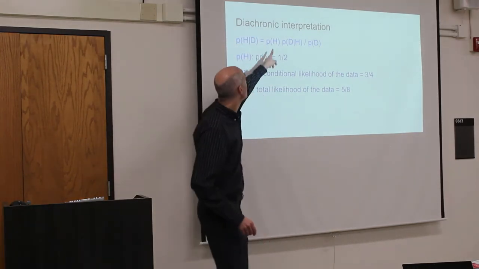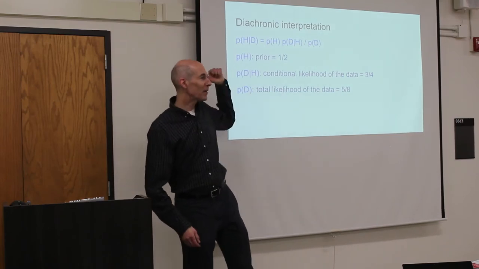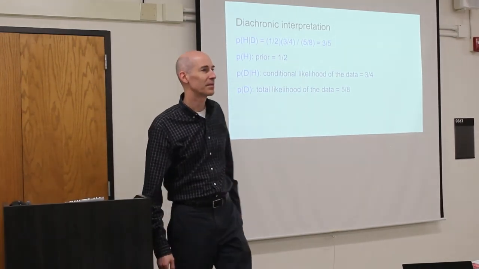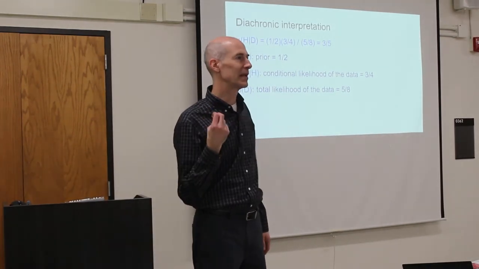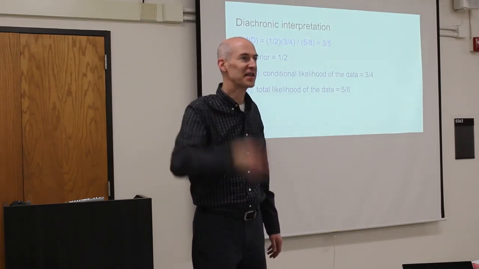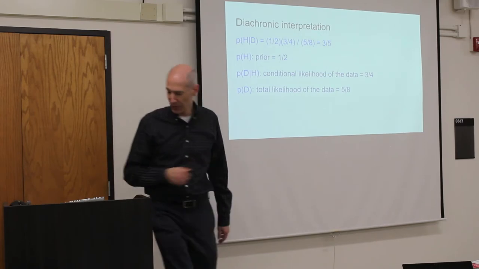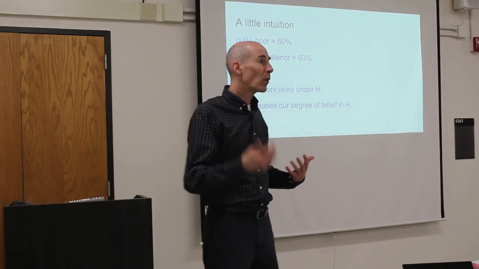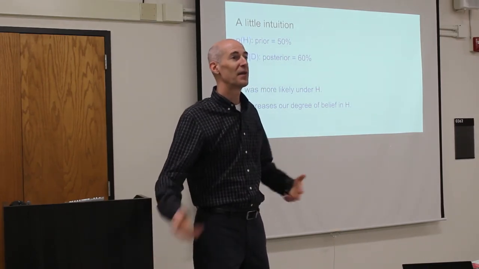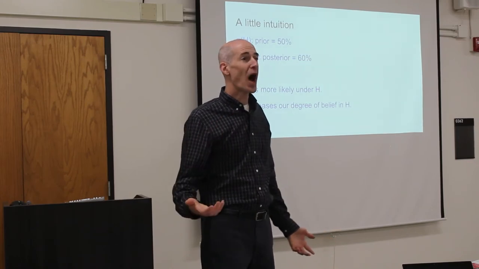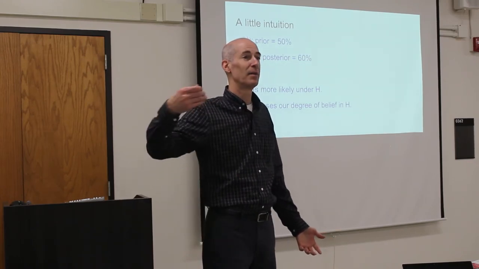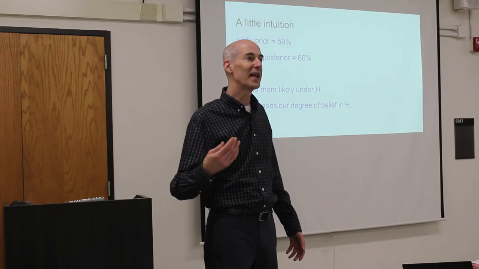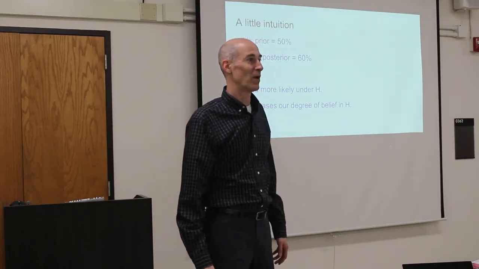But now, given that I have figured out all the things on the right-hand side, computing the posterior is now just arithmetic. You can turn off your brain, and it turns out to be 3/5. Okay? So given that you drew one vanilla cookie, you now think that there's a 60% chance that that cookie came from bowl number one, which hopefully makes some sense. Bowl number one contains more vanilla cookies than bowl number two. So the data you got were more likely under bowl number one than under bowl number two.